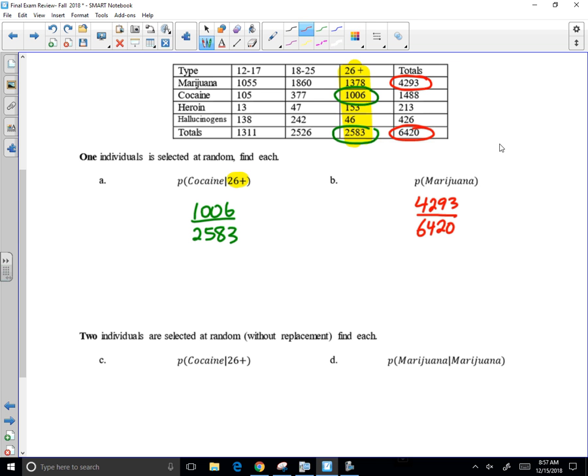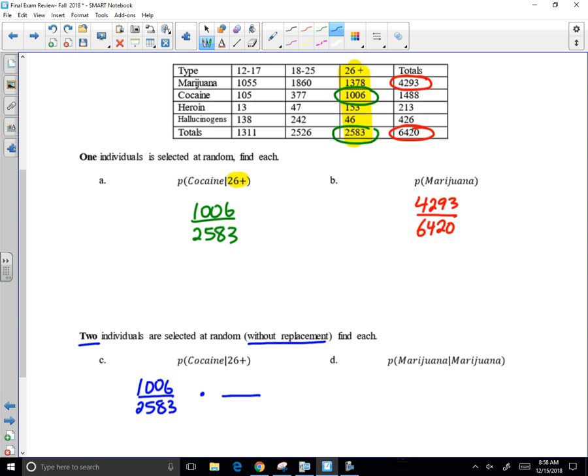Okay. Two individuals are selected at random without replacement. Find each. So cocaine given that we're in the 26 or older group. Well, it's two individuals without replacement, so that would be the case where we're finding two probabilities. The first one, if they said one individual was selected at random, would be the same as our answer for part A. Now what they're telling us is that we want another person selected at random without replacement.